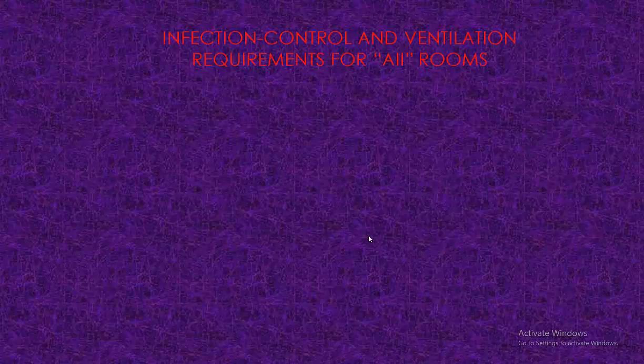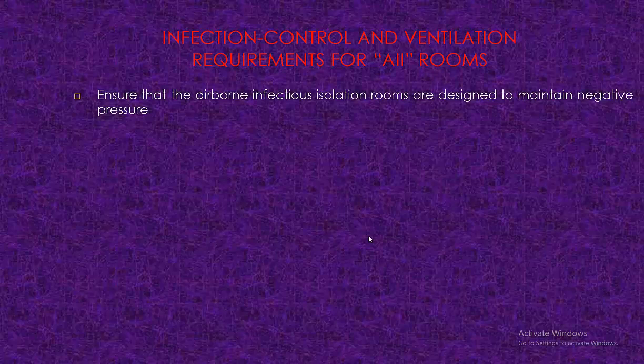And now we can discuss the infection control and ventilation requirements for AII rooms. AII means Airborne Infectious Isolation rooms. So ensure that the airborne infectious isolation rooms, AII rooms, are designed to maintain negative pressure. So the first step is that we ensure that our AII rooms are designed at negative pressure.